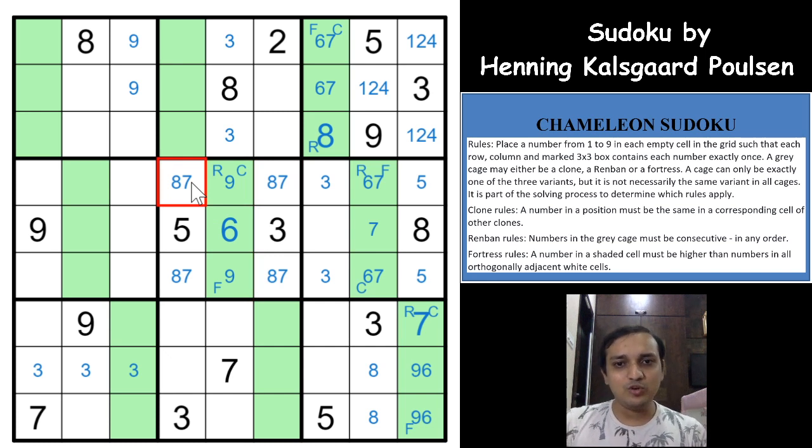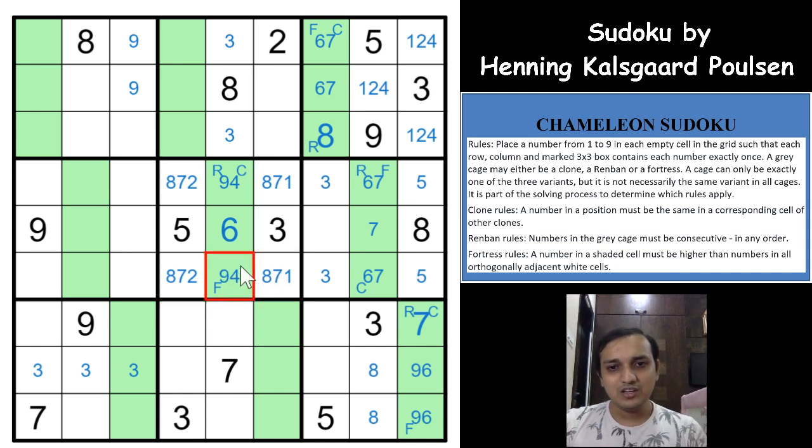And because of the fortress rule, 4 has to be in one of the shaded cells. 4 will be in the middle and 1 and 2 will be in the white cells, right? So we know that 2 has to be in one of these 2 cells according to the classic rules, which means that 1 has to be in one of these 2 cells. Because we know that 2, 4 and 1 will be the order, 4 being in the middle because it is greater than 1 and 2. You cannot have 1 in the middle or 2 in the middle because you will have 4 in the white cells, which will be greater than the shaded cell and which will violate the fortress rule. So the 3 digits have to be 2, 4 and 1, and because of 2 being here, 2 has to be here and 1 has to be here.